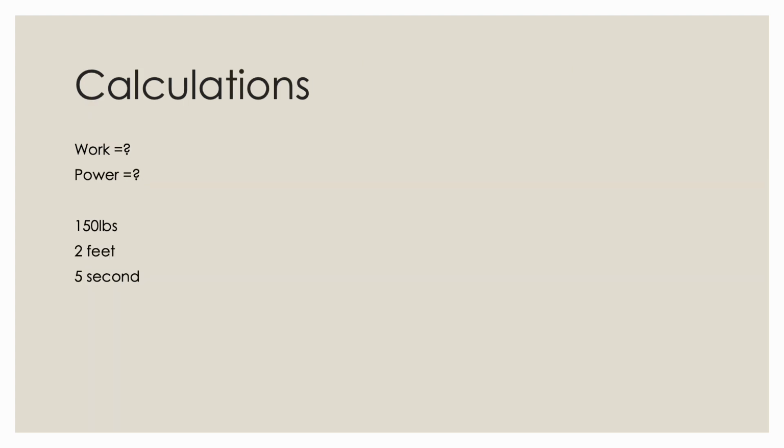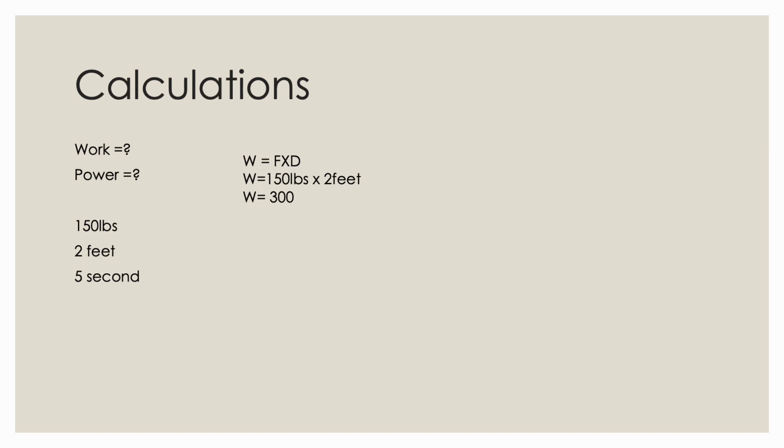Let's practice those calculations. We want to calculate work and power. We have 150 pounds, 2 feet, 5 seconds. So the equation for work is work equals force times distance, where our force is 150 pounds, our distance is 2 feet. So 150 pounds times 2 feet gives us 300.